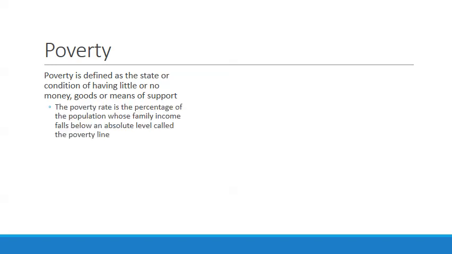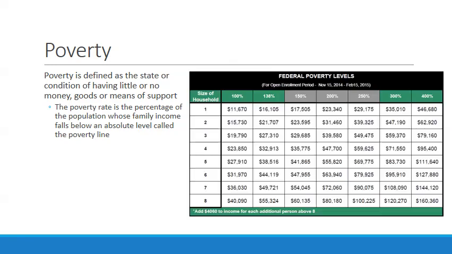And so the poverty rate is the percentage of the population whose family income falls below an absolute level called the poverty line. So what the government does is establish a minimum amount of money, depending on the number of family members, that would put you in a category of poverty. Now, when you do that, it allows you to then provide benefits to those individuals who fall below that line. So when you're looking here, these are the poverty levels.